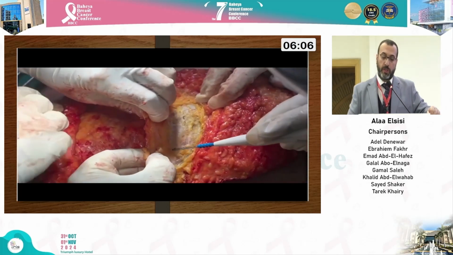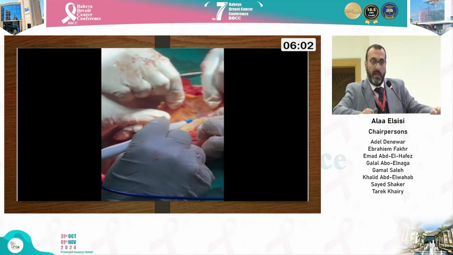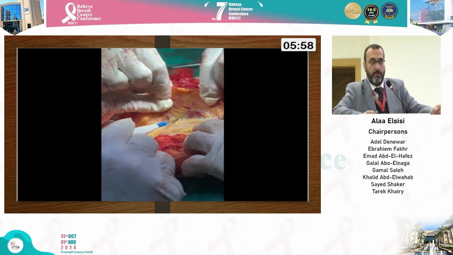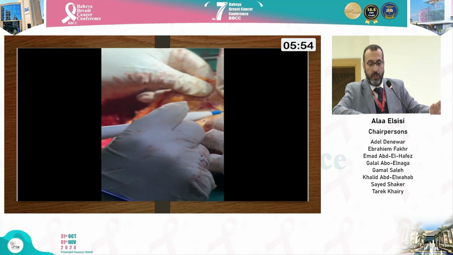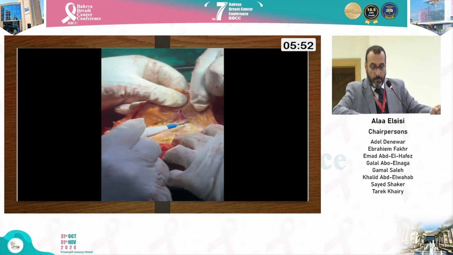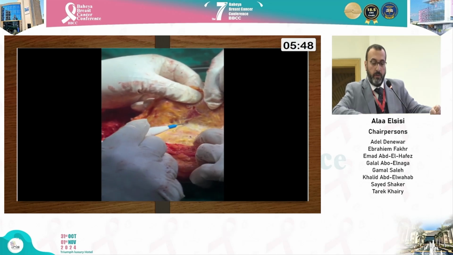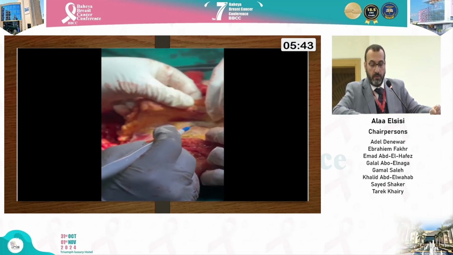Pectoral fascia elevation, the most important point, is done by low current diathermy or by sharp dissection with scissors, or sometimes with saline injection in the submammary space. Elevation of the pectoral fascia pockets, so easy.